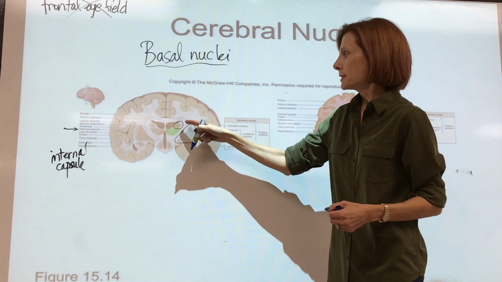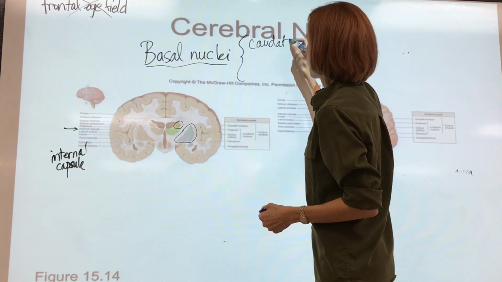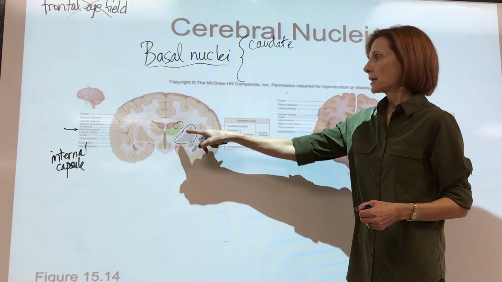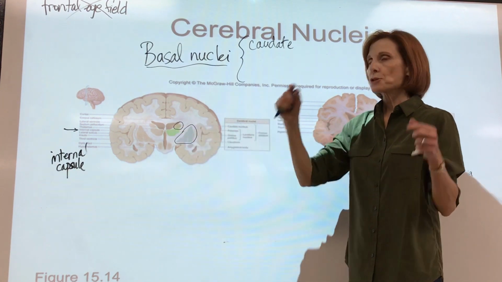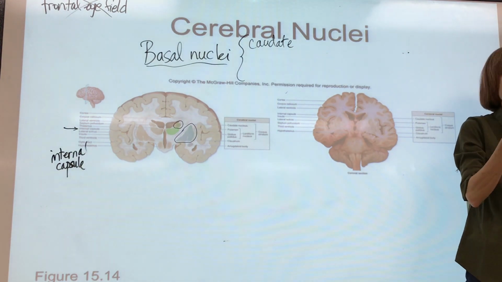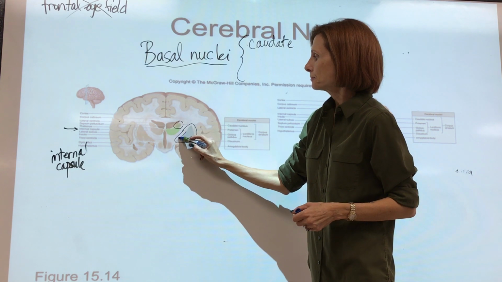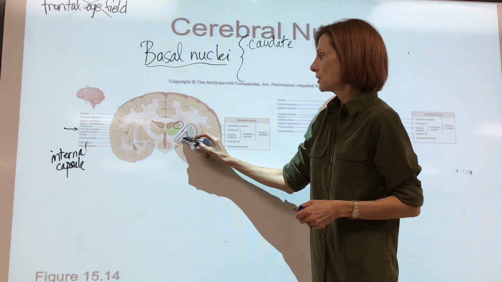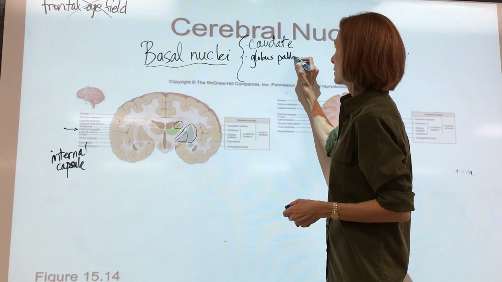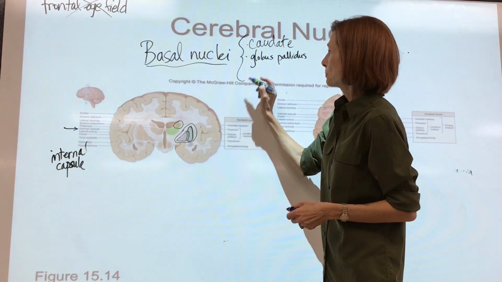Okay, so it's these three nuclei. This one here that looks round is called the caudate nucleus. Caudate actually has a C shape, so it has a little tail. If you remember, caudal means tail, so that's why it's called the caudate. Then this one here, more medial, is called the globus pallidus. And this one just lateral to it is called the putamen.